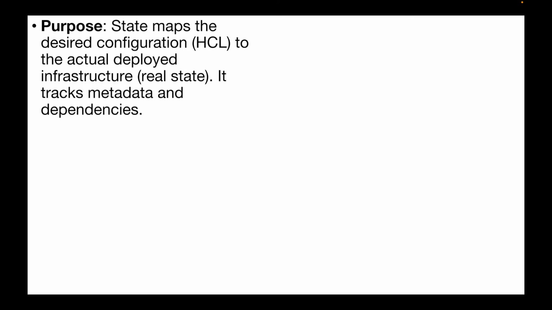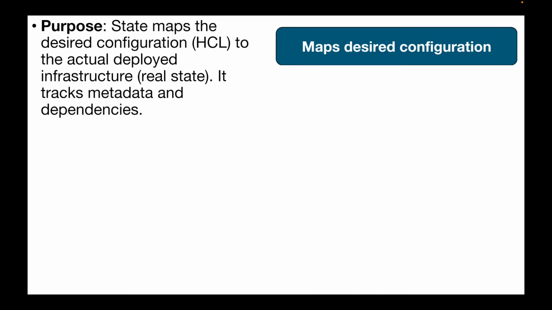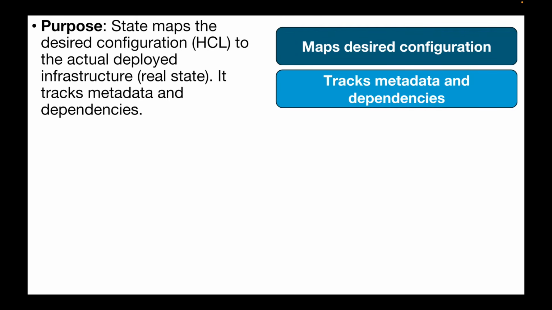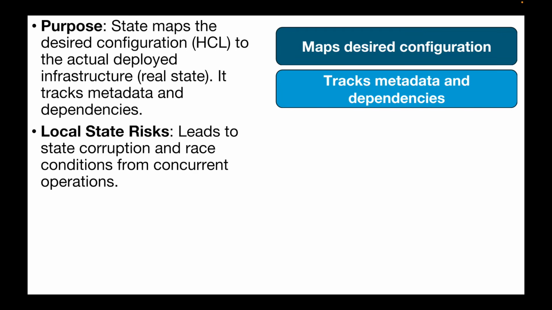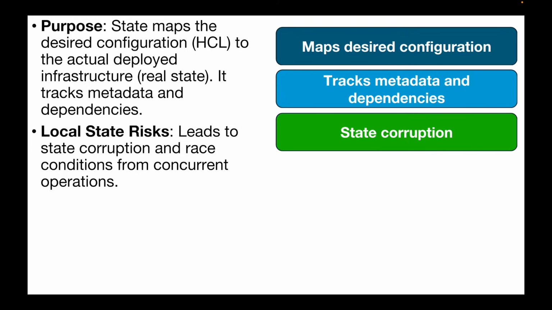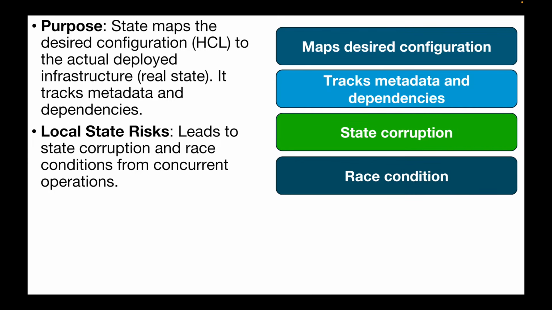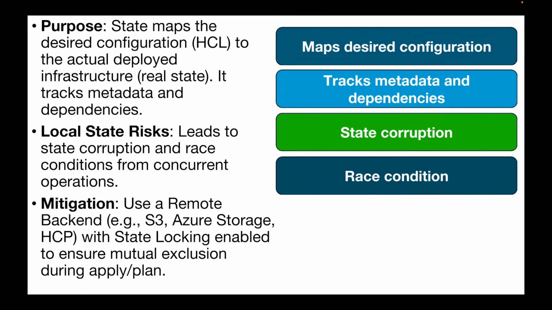So we know that the state file is what we use in Terraform to keep track of all the resources that Terraform is creating for us. This state file helps us map the desired configuration to the actual deployed infrastructure. It also helps us keep track of the metadata and the dependencies of the resources. Now, if you're using a local state file, this can lead to state corruption and race conditions from concurrent operations. So how do you mitigate this?